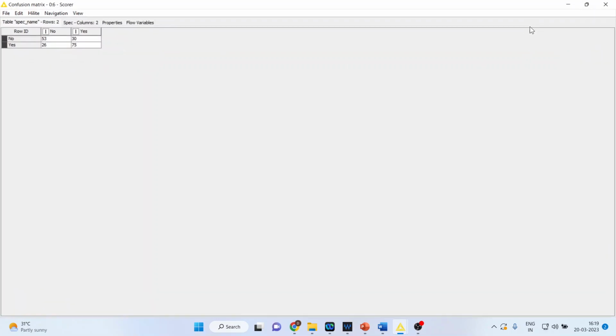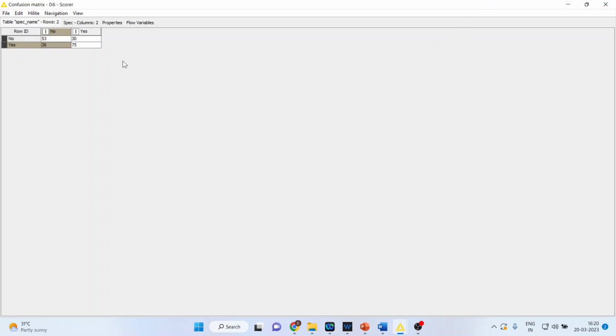Now you can see here 75 are such cases in which a patient was having the heart disease and the model also predicted. So 75 correct classified cases. 53 such cases are there in which the patient was not having the heart disease and the model also predicted no. But the misclassification happened here. A patient was not having the heart disease, model predicted yes. And here a patient was having the heart disease and the model predicted no.